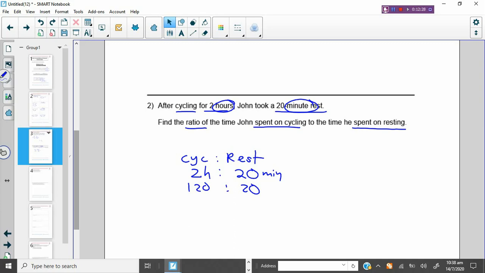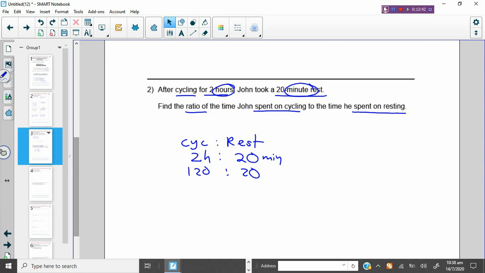So what's the lesson here? When you add or subtract, or even when you write as a fraction, or when you write as a ratio, you have to make sure everything is in the same units. They must all be in the same unit. If they are not, then you have to make them the same. So now you have 120 minutes for cycling and 20 minutes for resting.